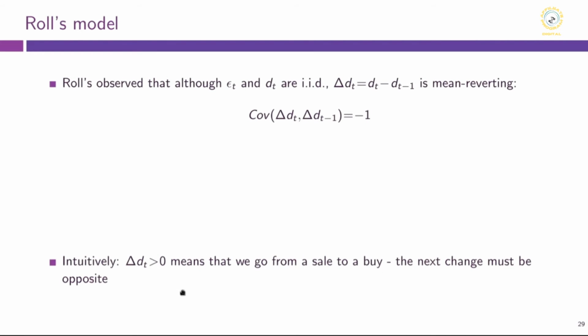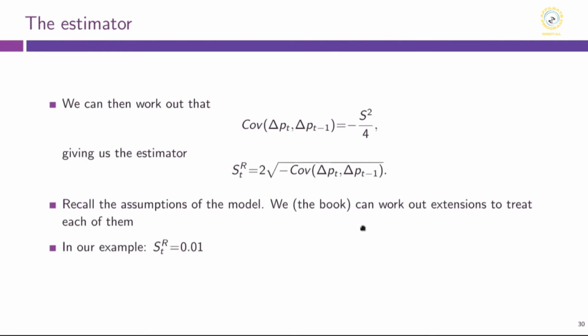So yes, the slide actually provides a good enough intuition. If we had a positive change in d_t today, it means that we went from a sell to a buy. So the next change will be either 0 if we go from a buy to a buy, or the next change will be negative if we go from a buy to a sell. So we can then work out the covariance between changes in prices.